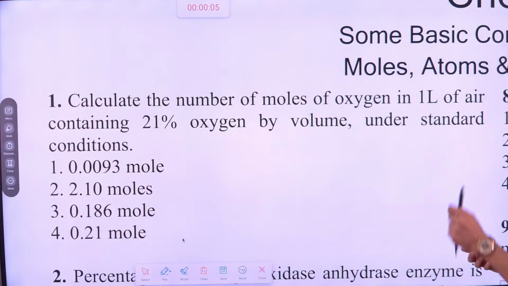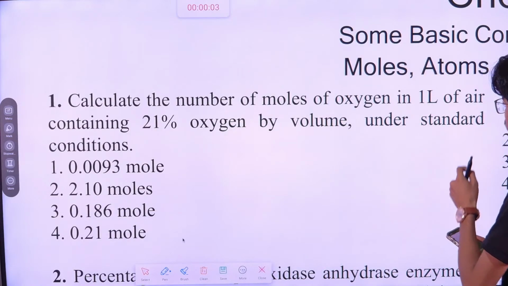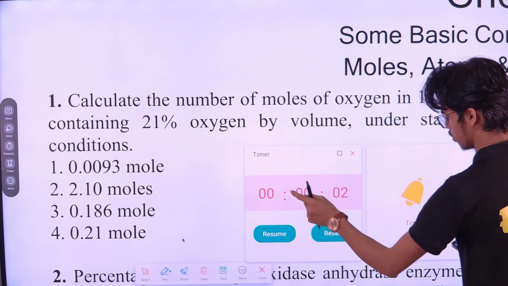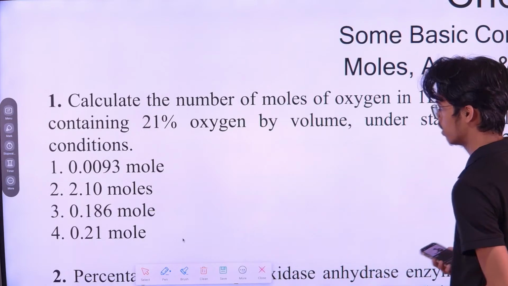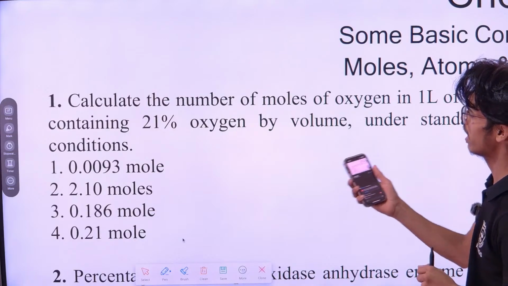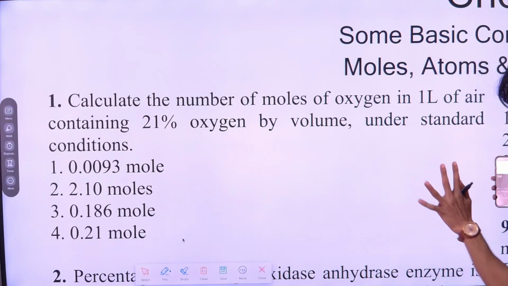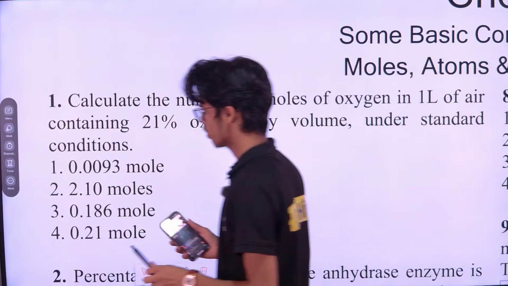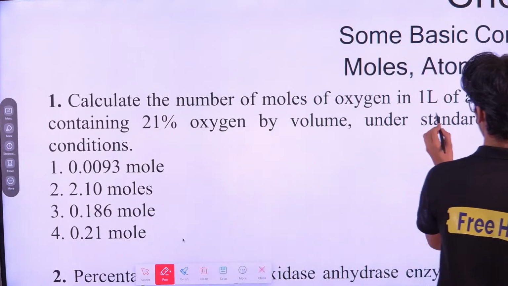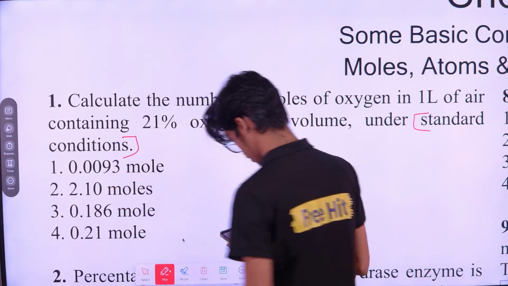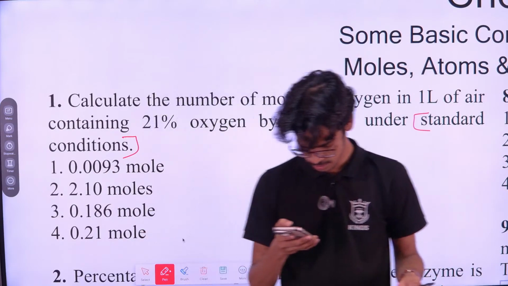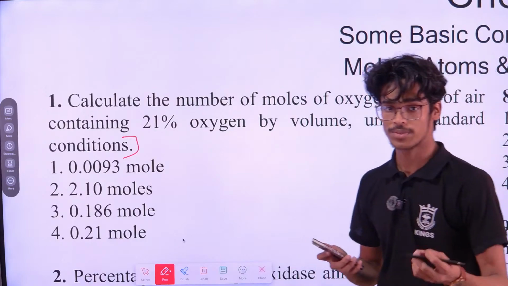Now, calculate the number of moles of oxygen in 1 liter of air containing 21% oxygen by volume under standard conditions. So can you tell me what is the importance of this word? What is the importance of this word, standard conditions? Abdul has answered 1, good. Kanishka is saying option number A. Let's check if option number A is the right answer.